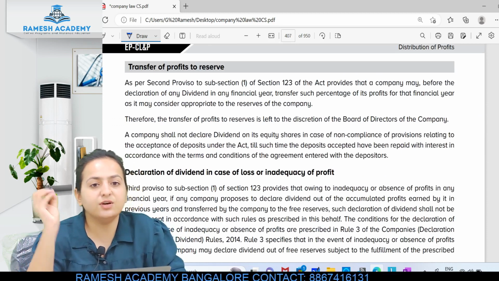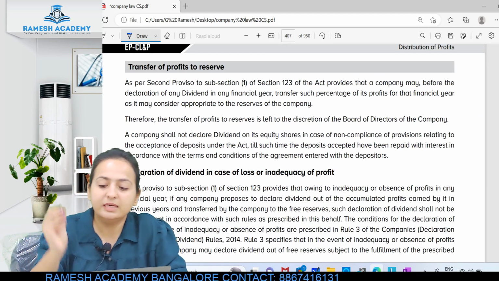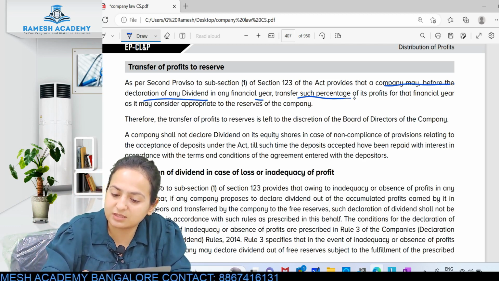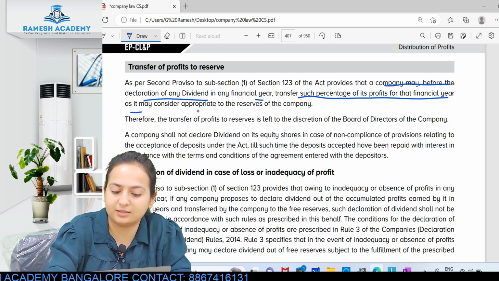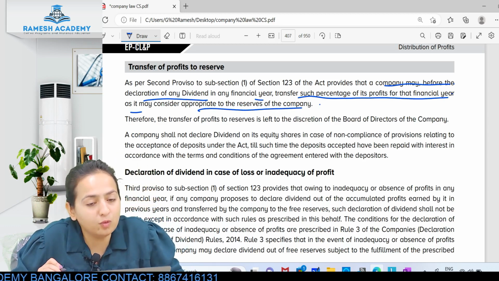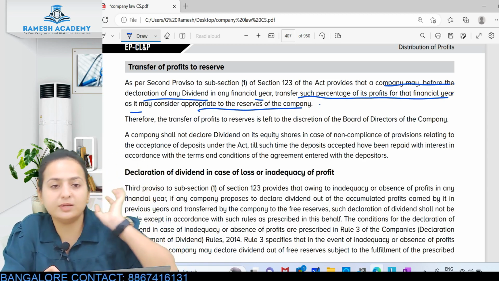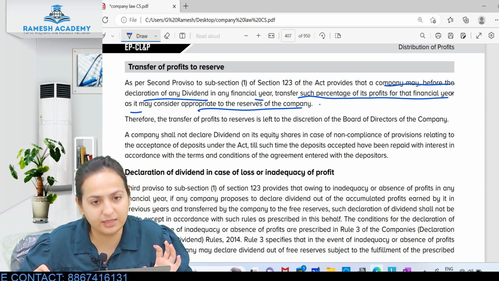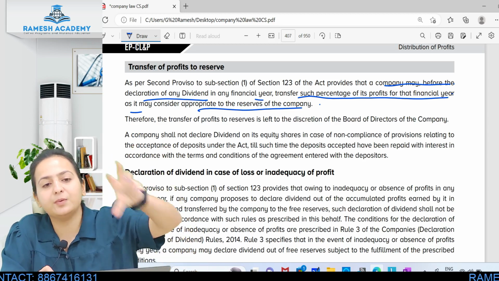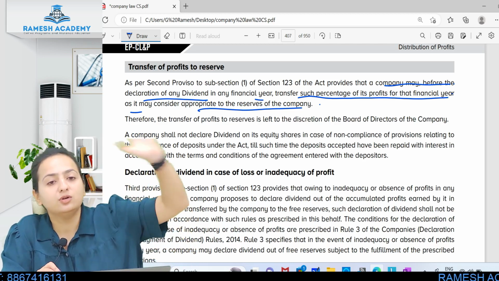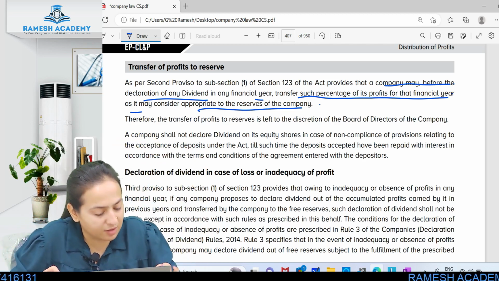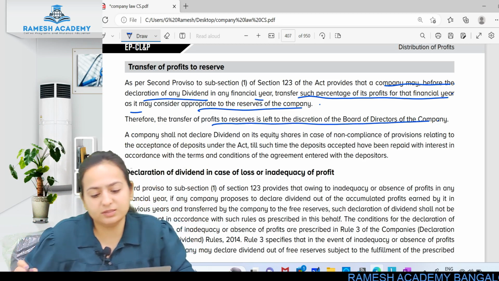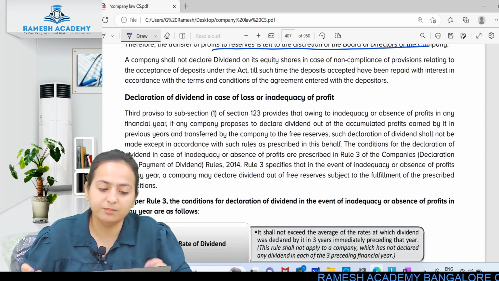Transfer of the profits to the reserves. The company may, before the declaration of dividend, transfer such percentage of its profit as it may consider appropriate to the reserves of the company. So at the beginning of the financial year, the company can take a proportion of that profit and transfer it to the reserve account. Therefore, transfer of profits to reserves is left to the discretion of the BOD.